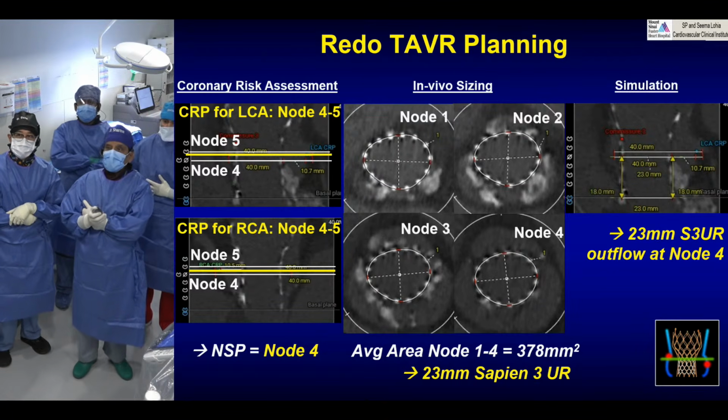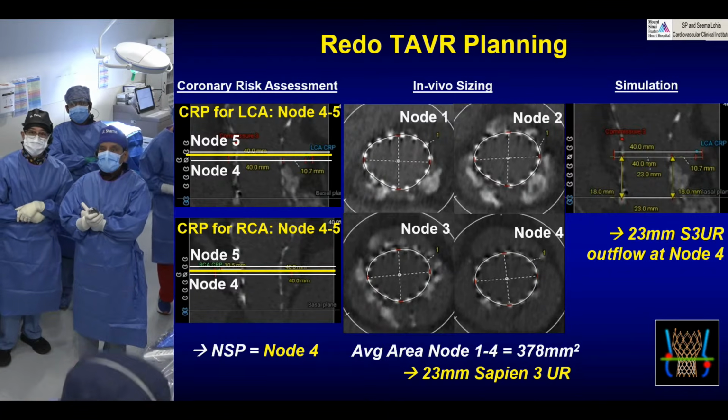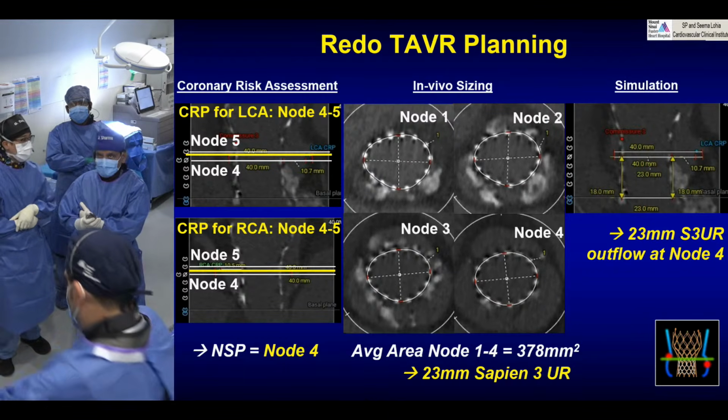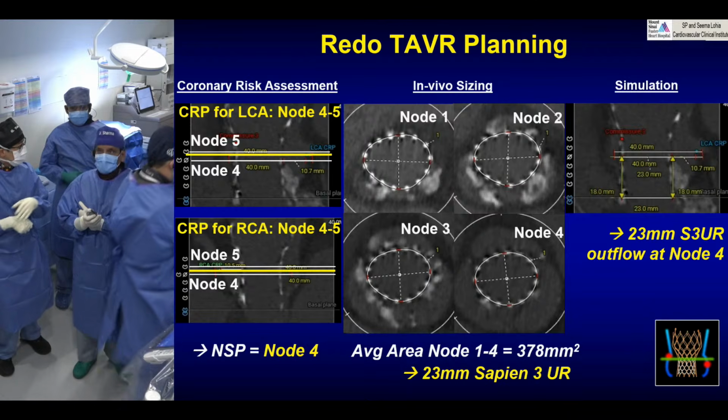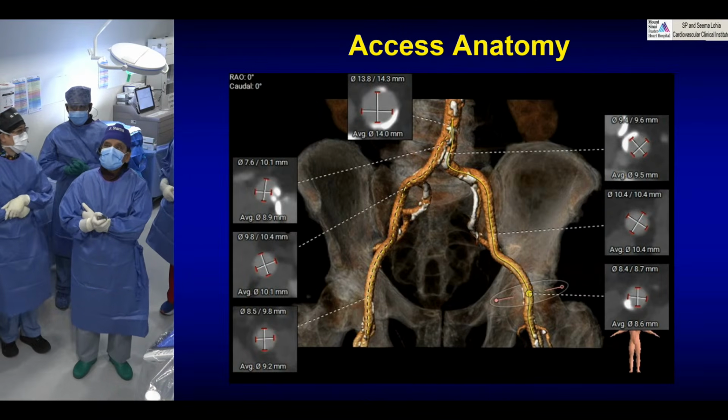At what level? This is with paravalvular leak, so we can do it at node 4, and you just want to seal the inflow. Yeah. So we're going to bring the 26 system in here as well.